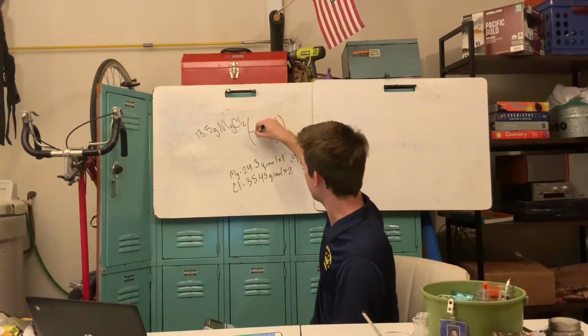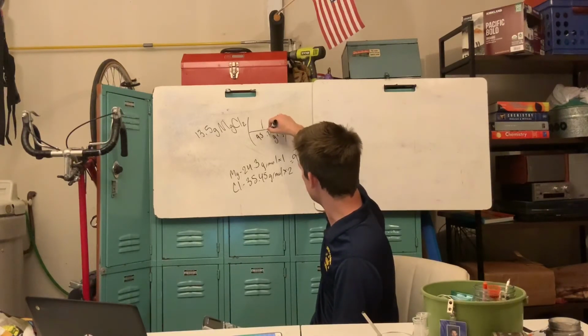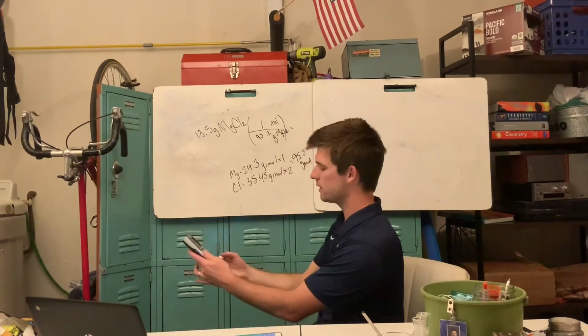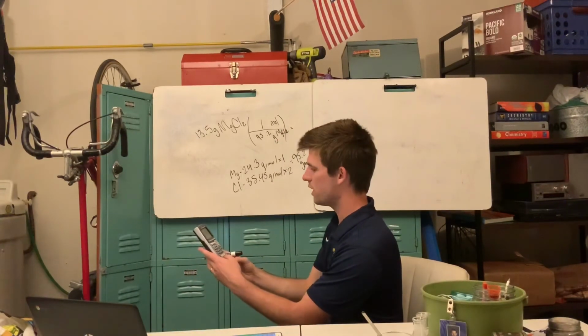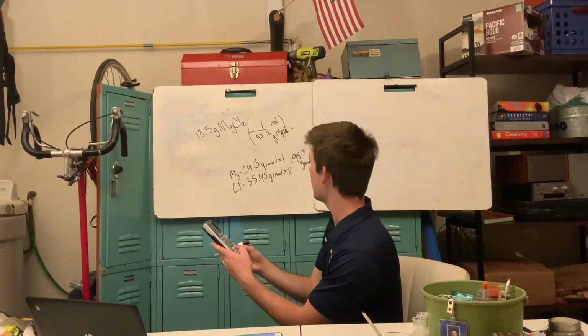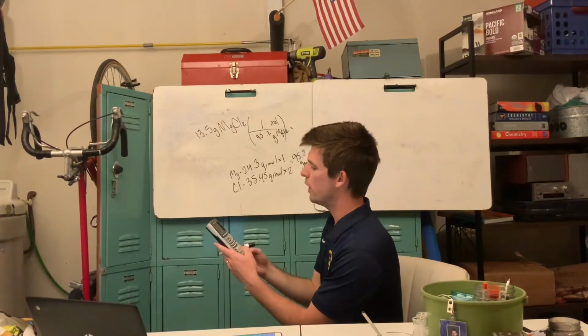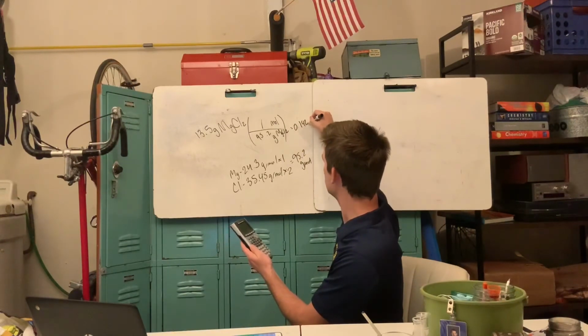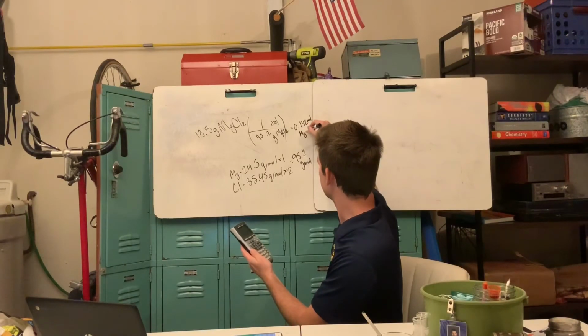So we'll put 95.2 on the bottom, 1 mole on the top. And we get, let's do the math, 13.5 divided by 95.2, and we end up with 0.142 moles of MgCl2.